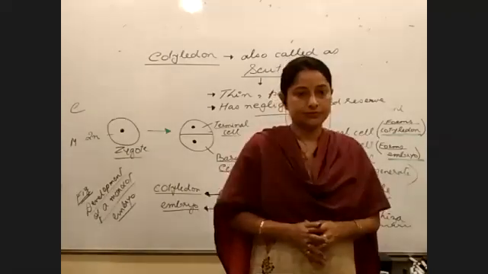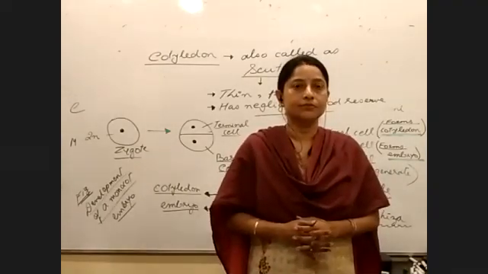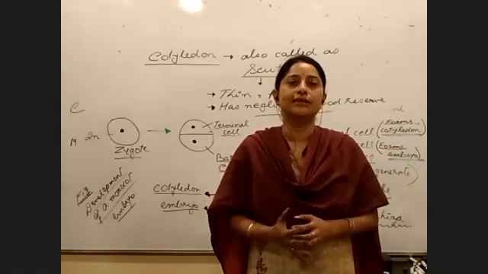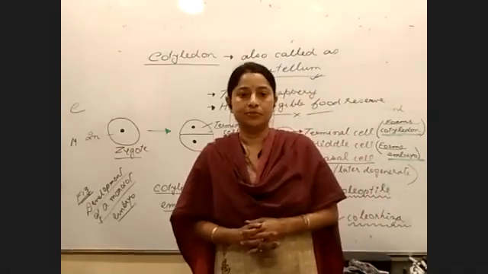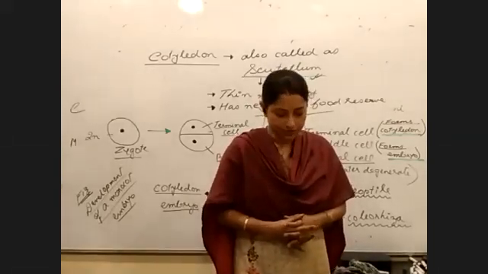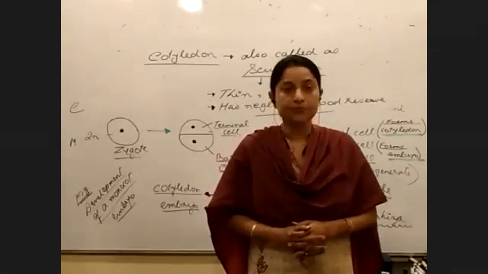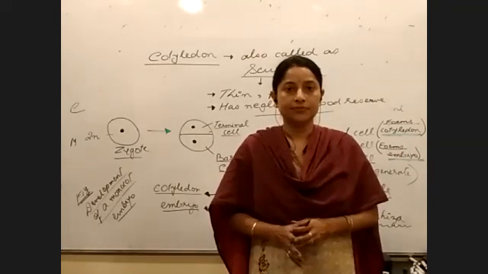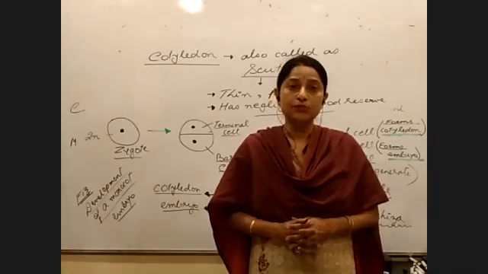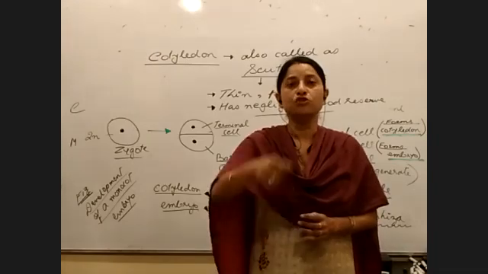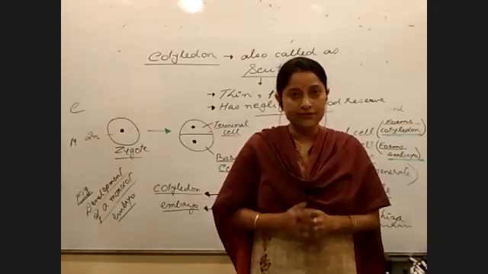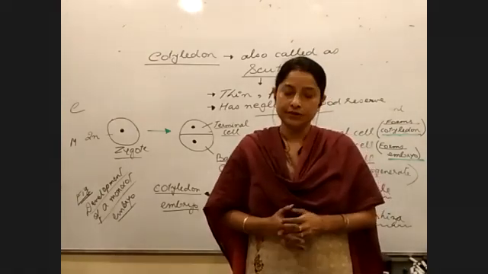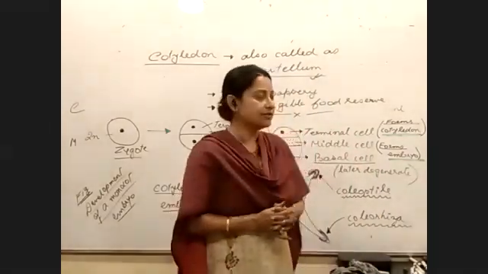Ma'am, is scutellum used only for monocots? Oh, the single cotyledon in case of monocots is called a scutellum. Okay, ma'am. Ma'am, what does coleoptile convert into? Plumule, the shoot portion. Coleorhiza will give you the radicle or the root portion. Okay, ma'am. Any more questions?